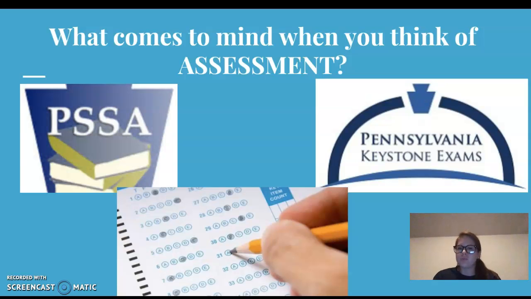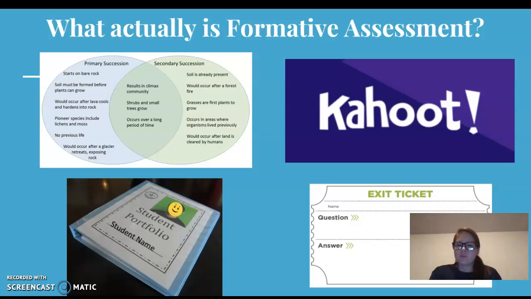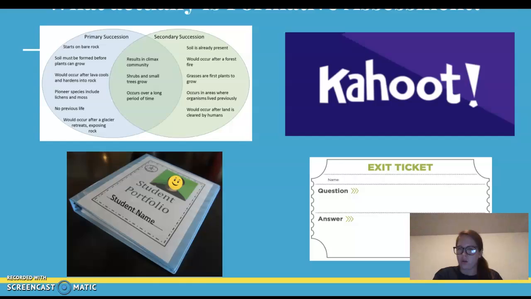So first of all, what comes to mind when you think of assessment? I always think of the PSSAs and the Keystones and those formal, standardized tests that our students have to take. And I think that's what a lot of us think of when we think of formative assessment. And it's actually just a collection of evidence from our students, either our students are collecting it or we are. And these are just a few ways that we can actually collect that evidence, or the students could collect that evidence.